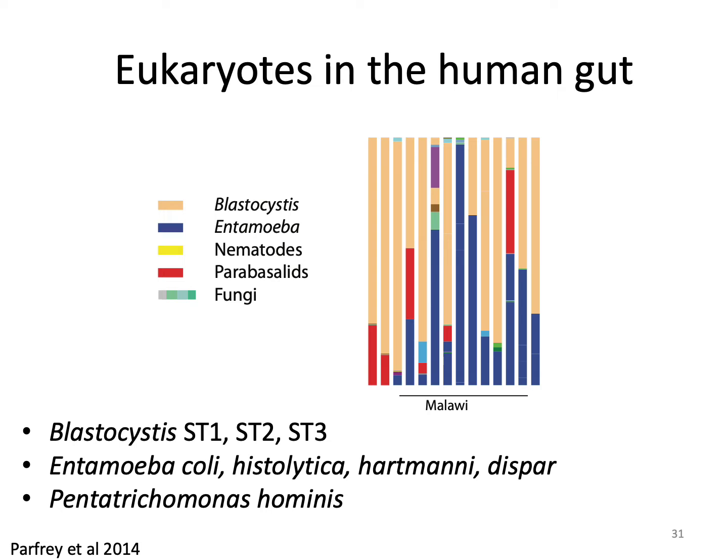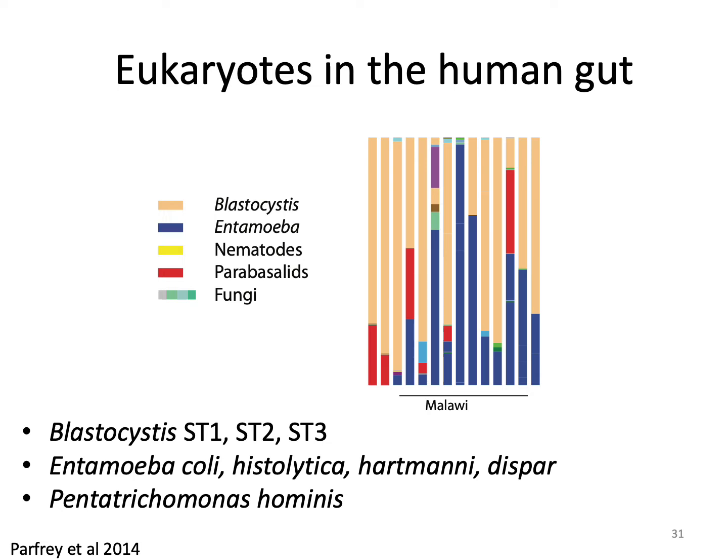So here's a snapshot of the eukaryotes in the human gut from the population in Malawi that was taken from those same samples that I showed you from the bacterial community in work published in 2014. And we see that across this population in Malawi, we have lots of Blastocystis and Entamoeba are really common members of the gut, and a smattering of other organisms, including parabasalids, nematodes, and fungi.